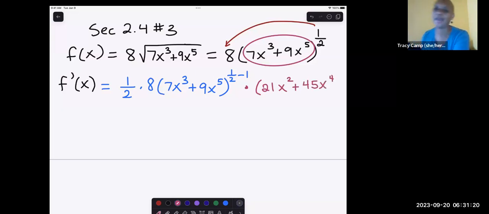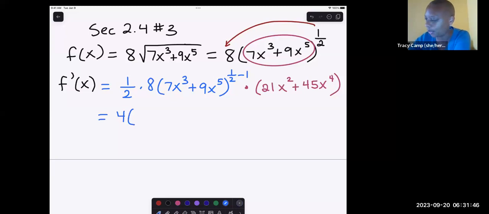By the way, I posted a proof of the chain rule in modules under proofs. So if you want to look at the proof, it's really nice, and it's really kind of fast, and it also uses the alternate definition of the derivative, which I haven't used for any of the proofs so far, so it's nice. 1/2 of 8 is 4.